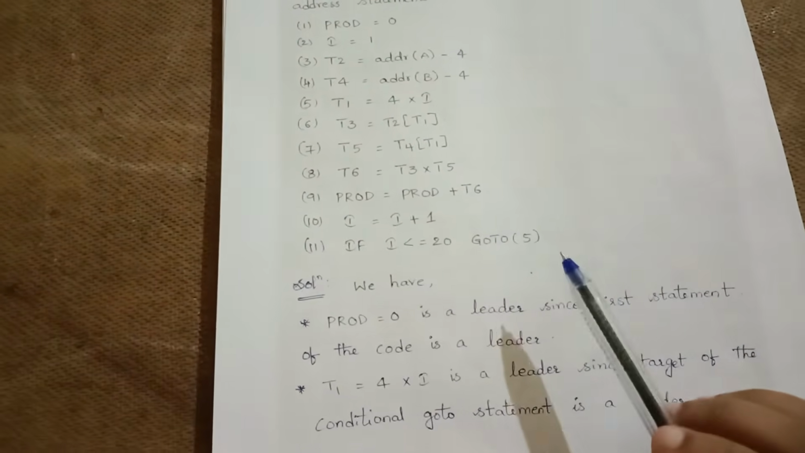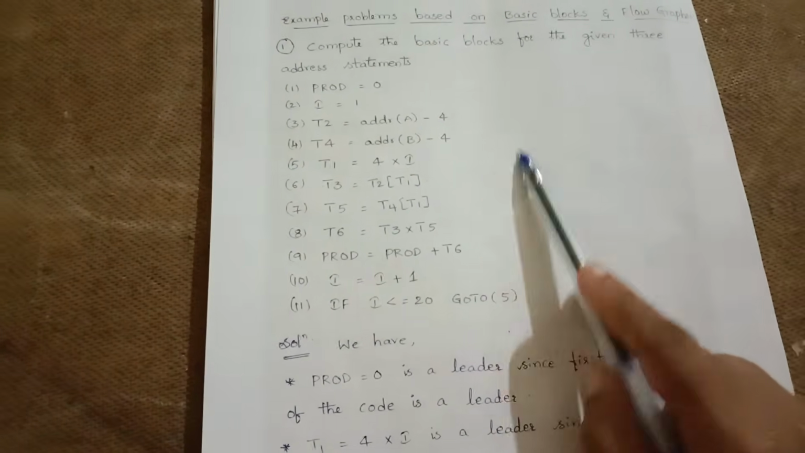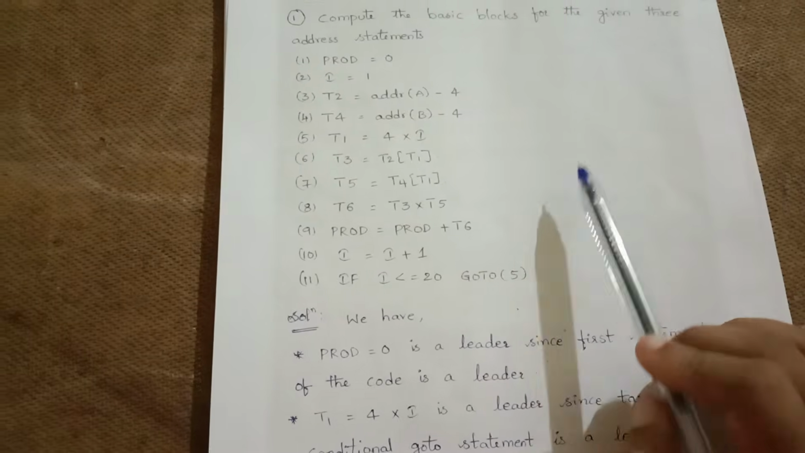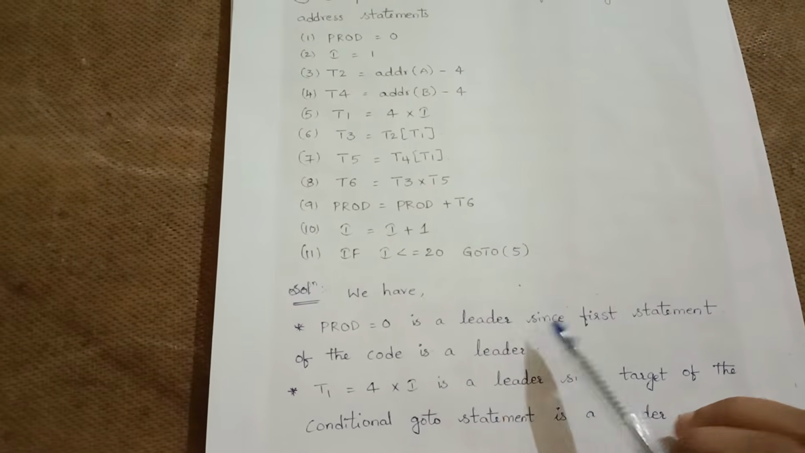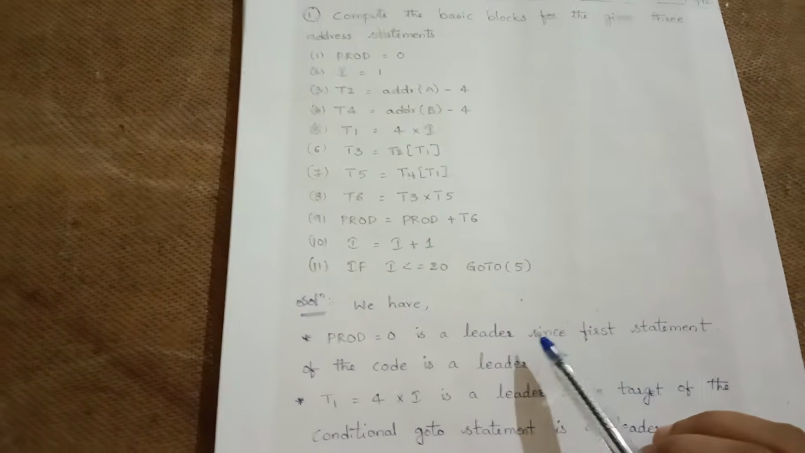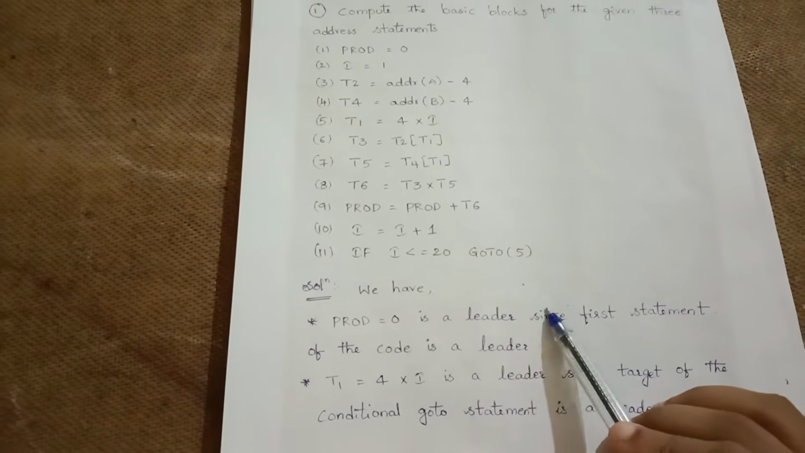So for this we have to do the solution like this. You need to compute the basic blocks. These are the three address statements, and based on these we need to compute the basic blocks. So we have here product is equal to 0. It is the leader because it is the first statement of the code. So the first statement of the code is called the leader.